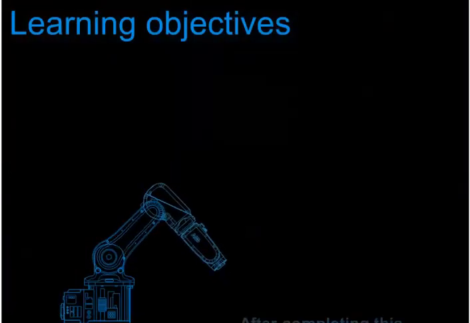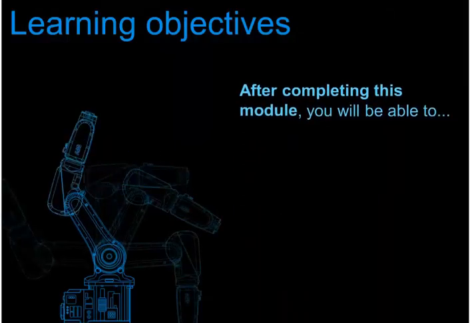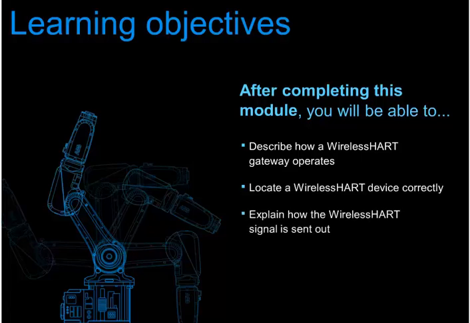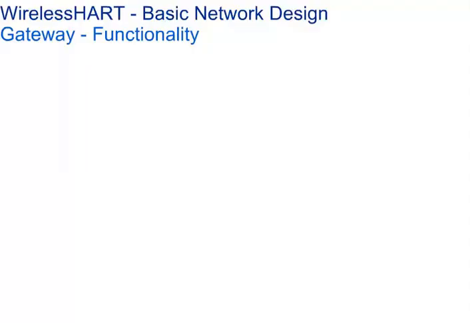After completing this module, you will be able to describe how a WirelessHART gateway operates, locate a WirelessHART device correctly, explain how the WirelessHART signal is sent out, and apply the basic design rules. Now that we've learned a lot about WirelessHART, we should take a look at its infrastructure.